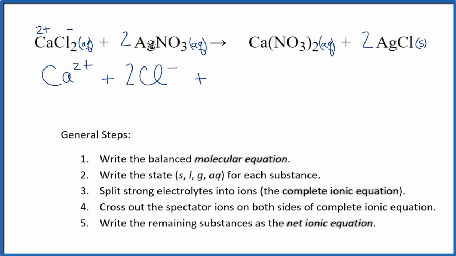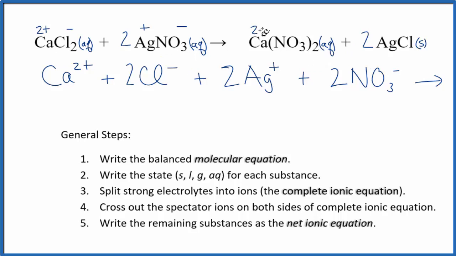Then silver, it's a little bit odd. Silver is a transition metal, but it's always 1+. The nitrate ion is always 1-, this NO3-. Good one to remember. So we have 2 silver ions plus 2 nitrate ions. And those are the reactants in our net ionic equation for CaCl2 plus AgNO3. For the products, we said this is 2+ and the nitrate is negative. We have Ca2+ plus the nitrate ion, NO3-, but we have 2 of those.